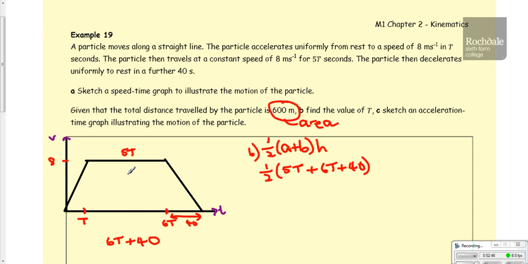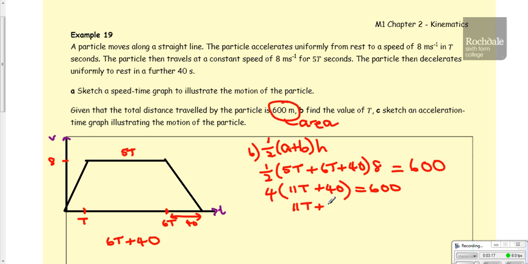And h is 8. Now we know that when we work that out, our answer will be 600 because they've told us the distance. So let's do a little bit of simplifying. The half and the 8 can multiply together to give 4. And then inside the bracket, 5t and 6t is 11t. And then we've got plus 40. I could multiply out the brackets, but I think it will actually make the numbers smaller if I divide both sides by 4 at this stage.